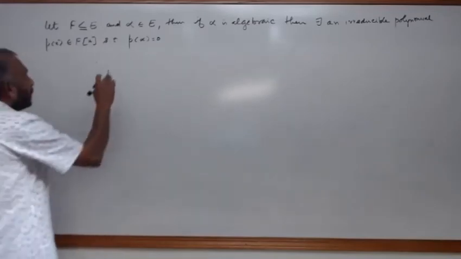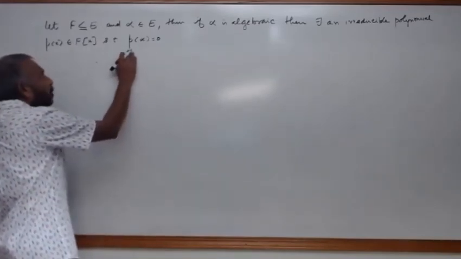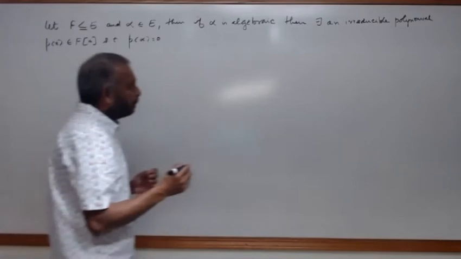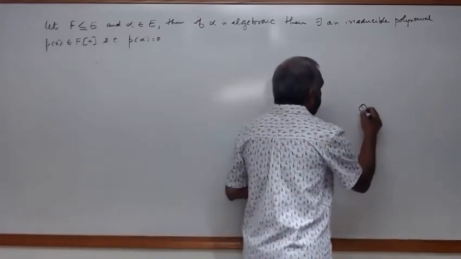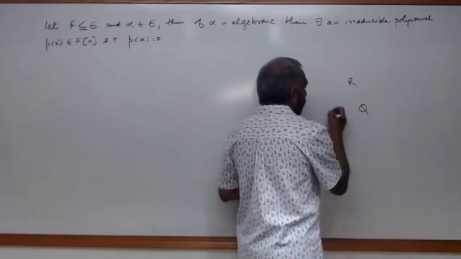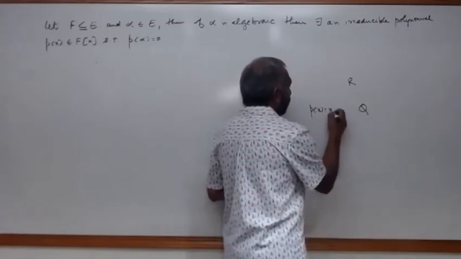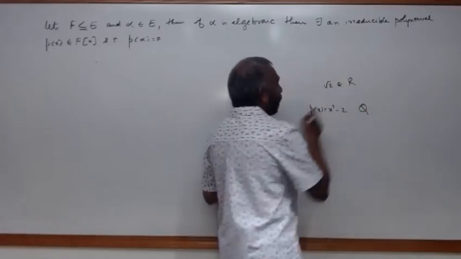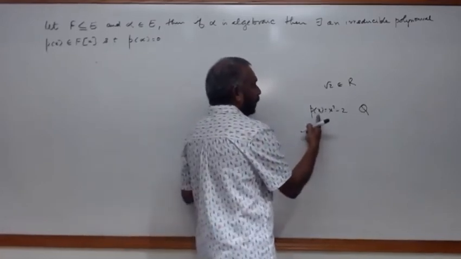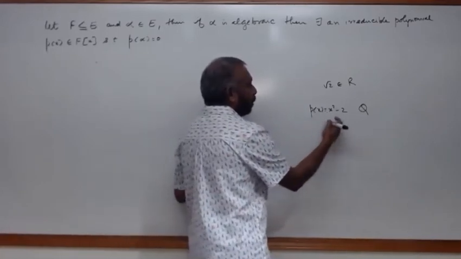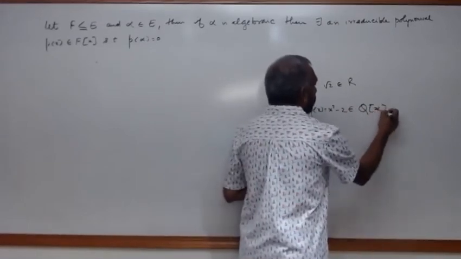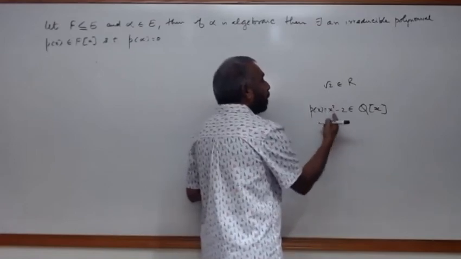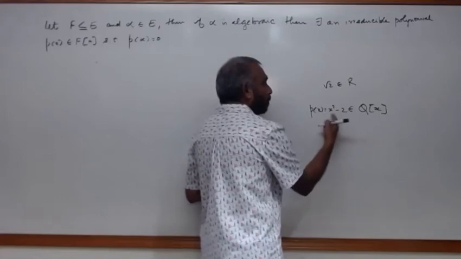And we also mentioned that this is unique only up to a constant factor. For example, if you take Q and R and a polynomial P of x equal to x square minus 2, and an element root 2 in R, then the corresponding irreducible polynomial is this. But we also found that this is not the only irreducible polynomial. There can be another one which is a constant multiple of this polynomial.